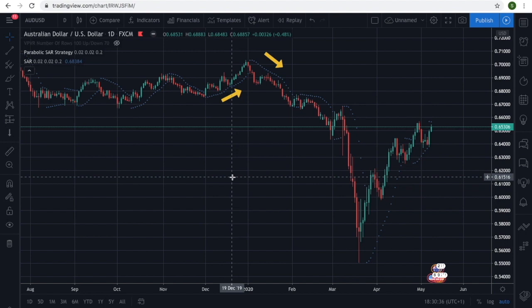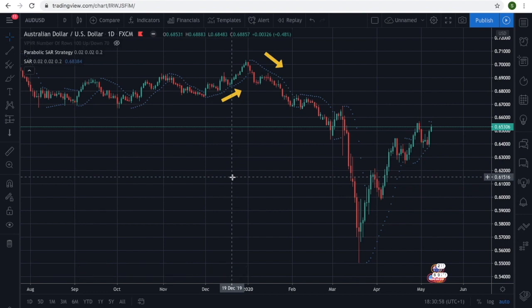Today we're going to be looking at the Parabolic SAR. The Parabolic SAR is a trend following indicator that you can find on the majority of trading platforms, including the one I'm using here, which is TradingView. It was designed and developed by Wells Wilder in 1978 and was designed to identify when a trend stops and reverses, or SAR for short.